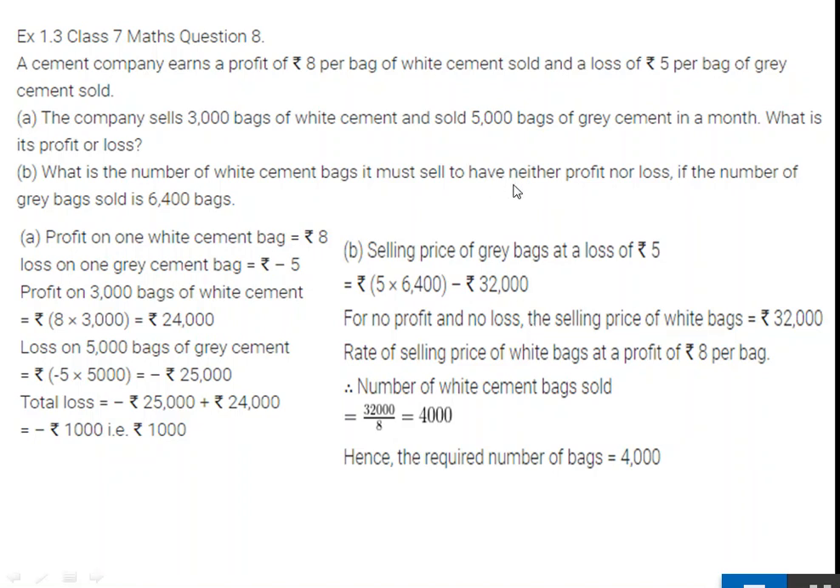If it wants to have neither profit nor loss, you should know that this 32,000 you should get from white cement bags. You know, one bag of white cement gives you a profit of rupees 8. So what should you do? You should divide 32,000 by rupees 8. You will get 4,000. So the company should sell 4,000 bags of white cement to have neither profit nor loss.